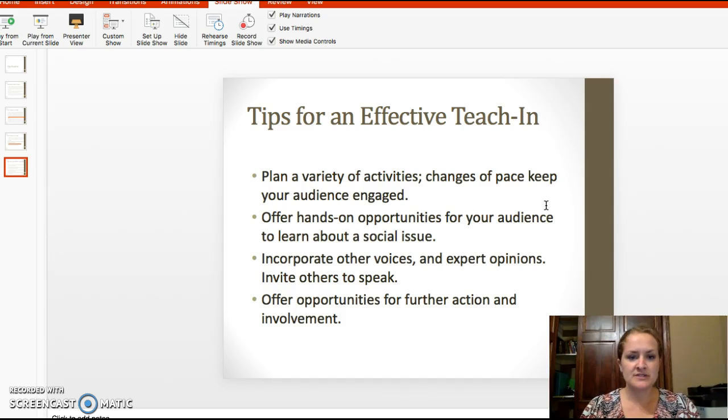Another thing that I noticed is that they offer hands-on opportunities for the audience to learn about a social issue. Incorporate other voices and expert opinions and invite others to speak. You want it to be an exchange of ideas and a place where people feel like they're coming together. And then also offer opportunities for further action and involvement. If you do a really good job in a teach-in, then people are going to want to know what they can do to help, and they're going to want that program.